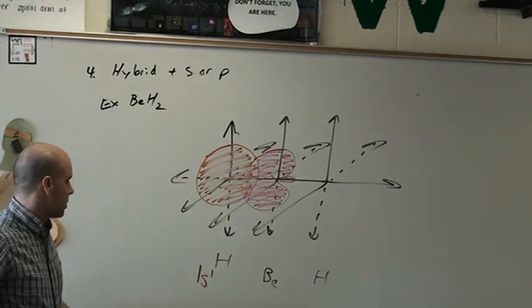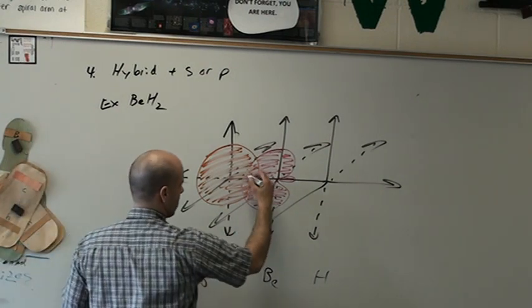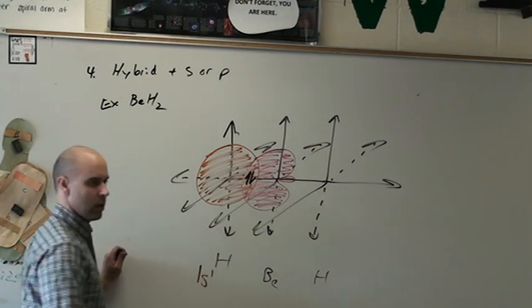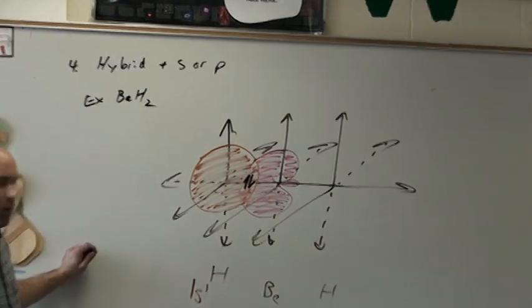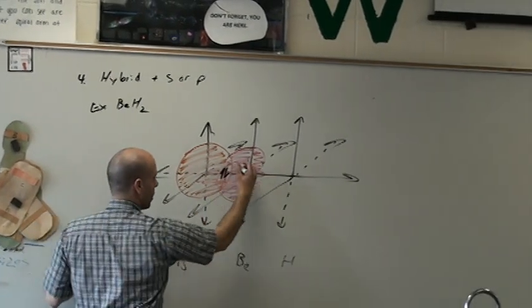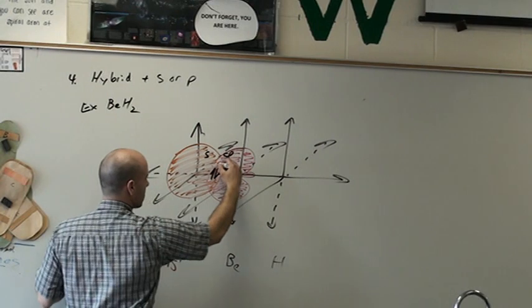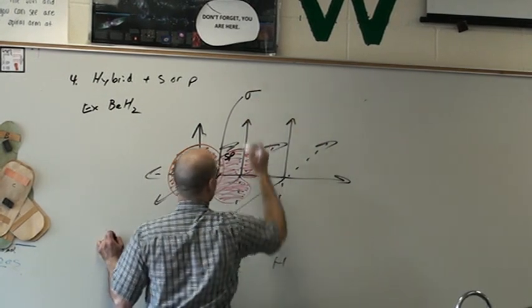They each contribute 1 electron, and that's how we get our pair. And that overlap between the sp and the s, that overlap is called a sigma bond.